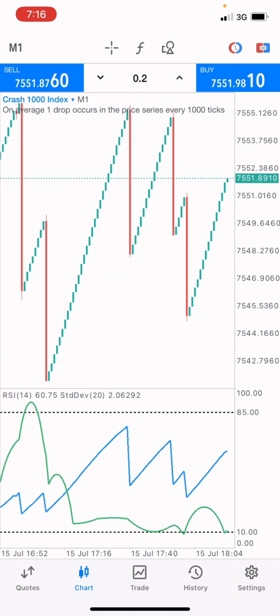All right, so on the main window, we're going to be using the moving average. Then on indicator window one, we're going to be using the relative strength index and the standard deviation, on Crash 1000 index. So quickly, I'm going to show you the settings.